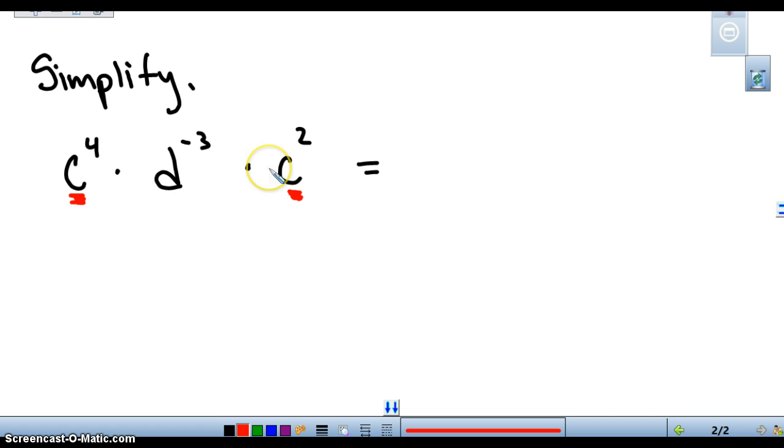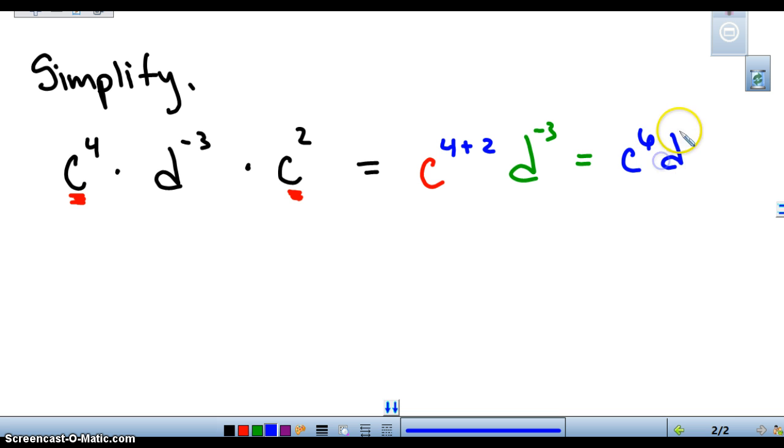So what would we do here? C. We add those exponents, so I would add 4 plus 2. What about d to the negative 3? We just leave it the same, exactly. So this means c to the 6th power. Can I simplify this? Who remembers what to do with the negative exponent? Okay, put it in the denominator.